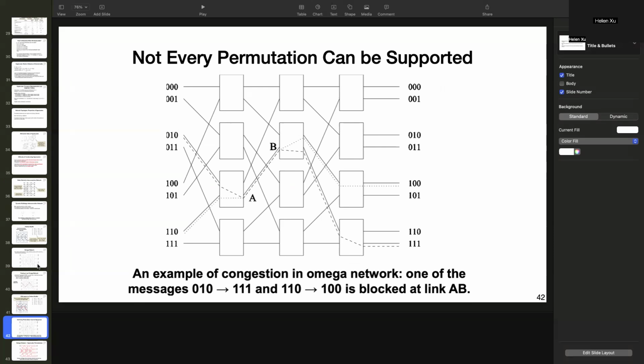So is there like a mathematical formalization about when congestion would happen?